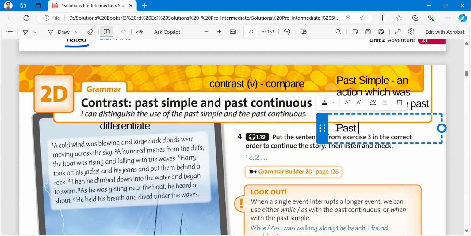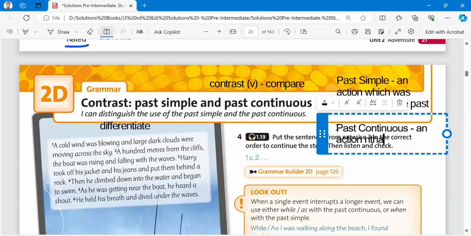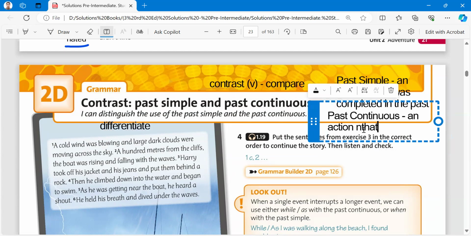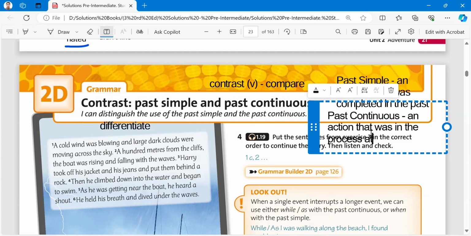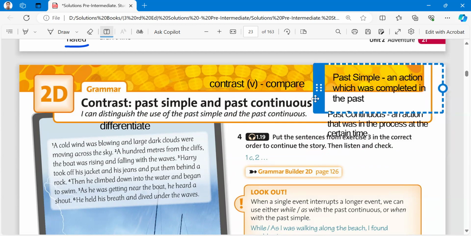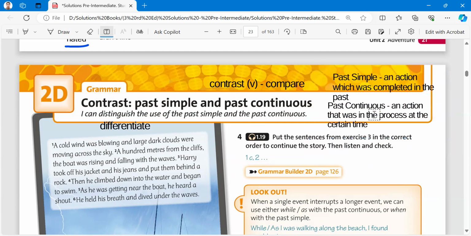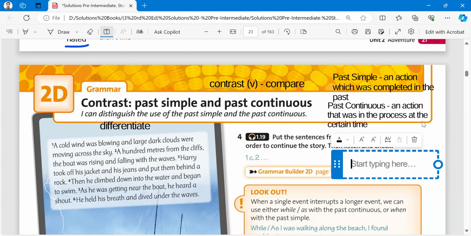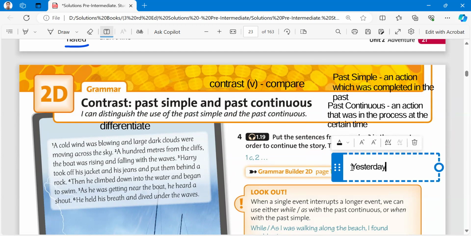But past continuous tense is used for an action that was in the process at a certain time. Now I'll make an example for that. Take a look. When I talk about past simple, for example, yesterday I did my homework. It means it just happened in the past.